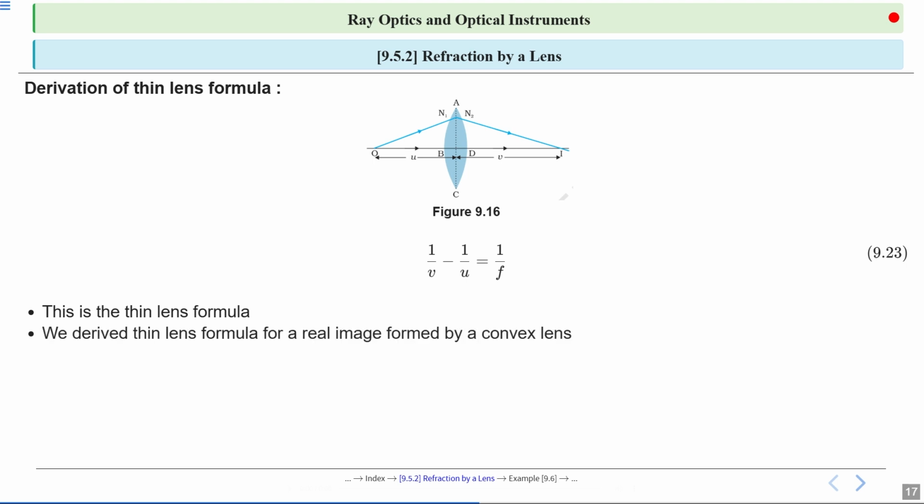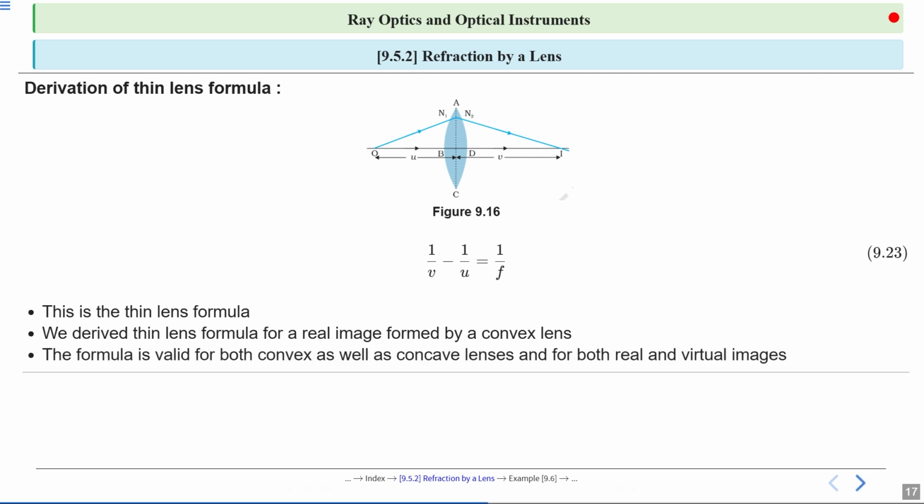We have derived the thin lens formula for a real image formed by a convex lens, using this diagram. We can also derive this formula using image formation by a concave lens. This formula is valid for both convex as well as concave lenses, and for both real and virtual images. It is applicable for all types of conditions. Only you have to take care about the sign conventions.